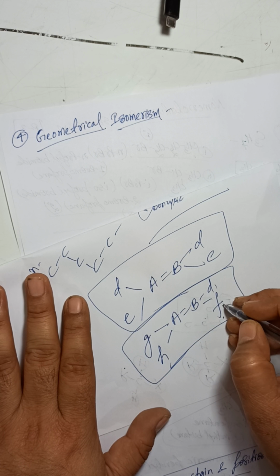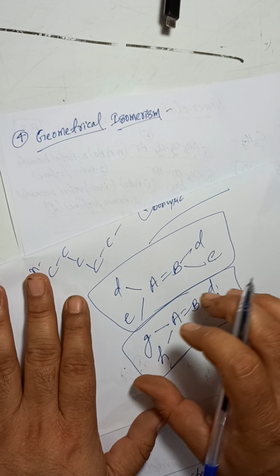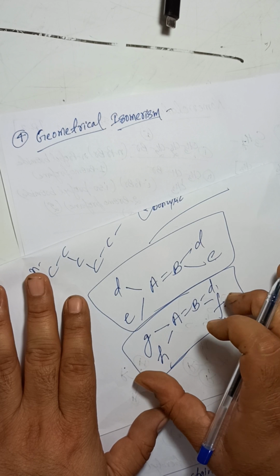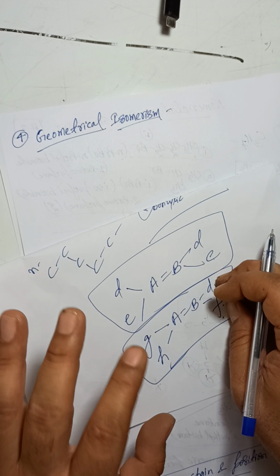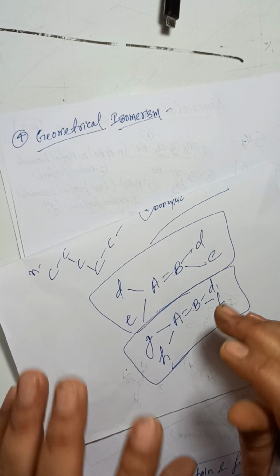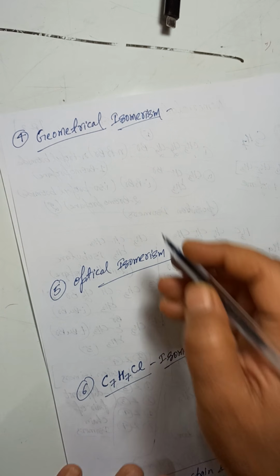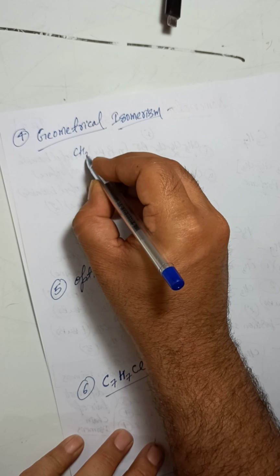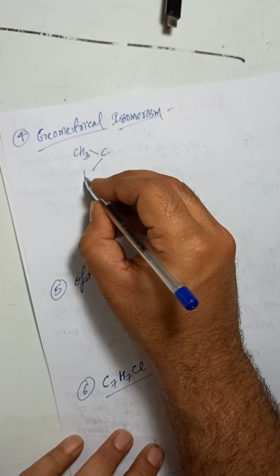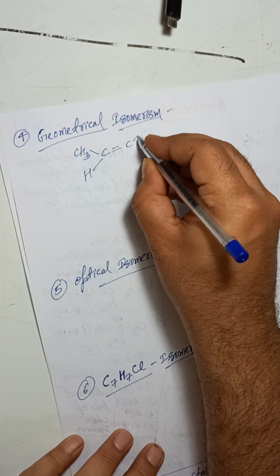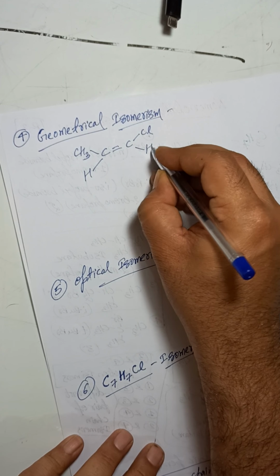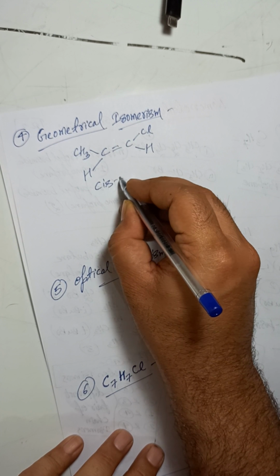So these two groups must be different. Okay, there is no relation between the here and here. Whatever groups are there, those two must be different. These two must be different. In that scenario, you can say they can exhibit geometrical isomerism. Like this is cis isomer.